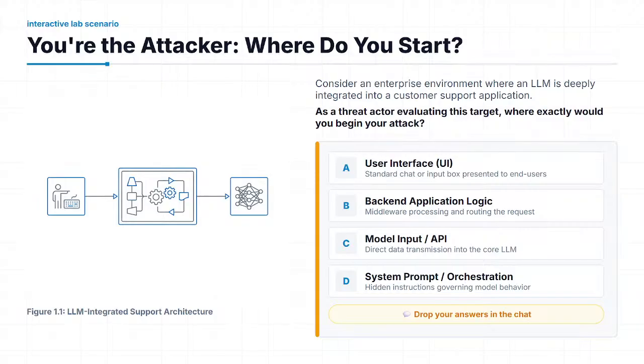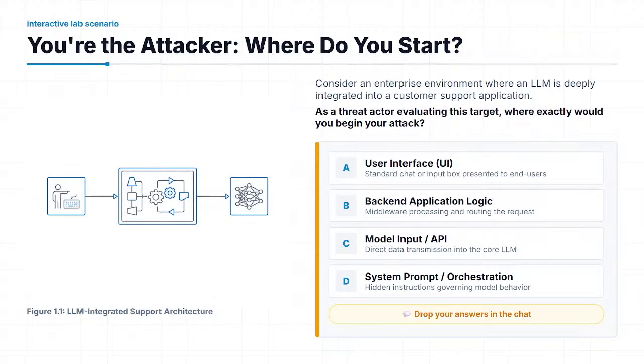Are you going to start from the user interface? Of course, every form of customer support application is in the form of a bot, right? Where you have a user interface that starts the whole interaction. It is the chat box that you start with. Or as a security analyst, are you going to go ahead and check the application's backend logic, trying to figure out what is going on there? Is there any form of middleware processing or request routing that you can manipulate? Or the model input and API. Remember, it is an integration.